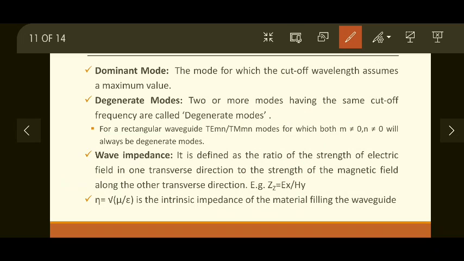And finally, intrinsic impedance. Inside the waveguide there may be different materials, like free space or some other dielectric. So it will have a certain impedance that is called intrinsic impedance, which is calculated by the general formula square root of mu upon epsilon. Okay.